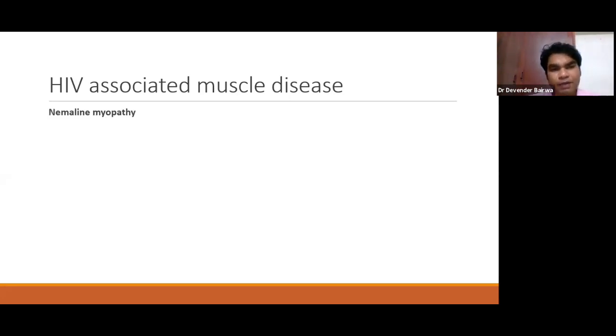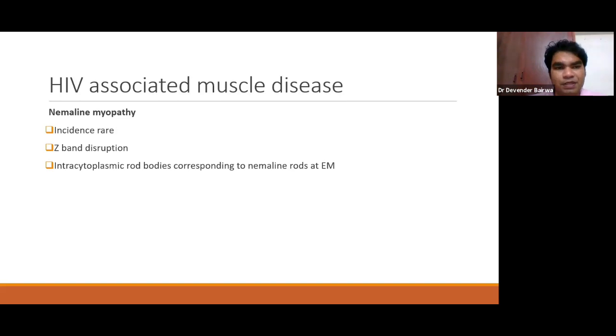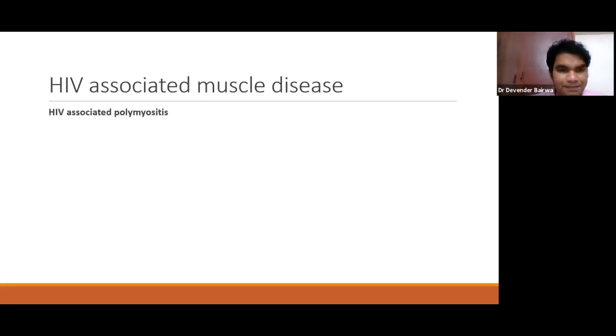Then nemaline myopathy. Nemaline myopathy generally occurs because of some genetic defect, but HIV patients can also show that kind of myopathy. Incidence is very rare, and the reason is Z-band disruption in the actin-myosin unit, and intracytoplasmic rod bodies can be seen under electron microscope, which actually correspond to nemaline rods. It may be associated with monoclonal gammopathy. Treatment is generally with the help of steroids. If not responding, then IVIG can be added.